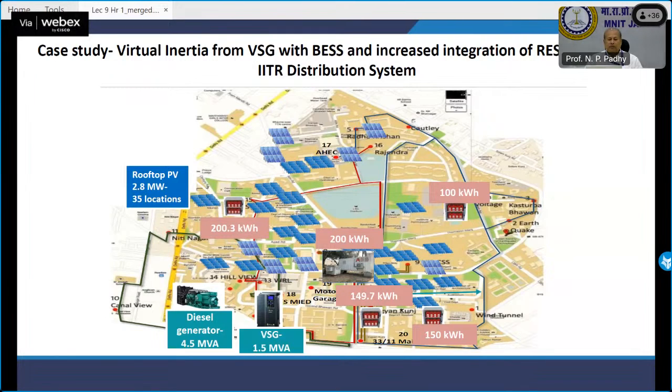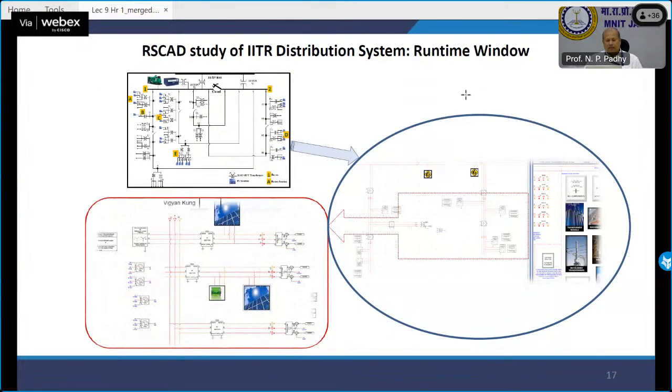So virtual inertia from VSG with BESS and increased integration of RES in the islanded IIT Roorkee distribution system. So we assume the system is islanded, so we are completely free from inertia. A little bit of inertia can come from the generator. Then we have a VSG, we have the complete PV system, and the study has been carried out.